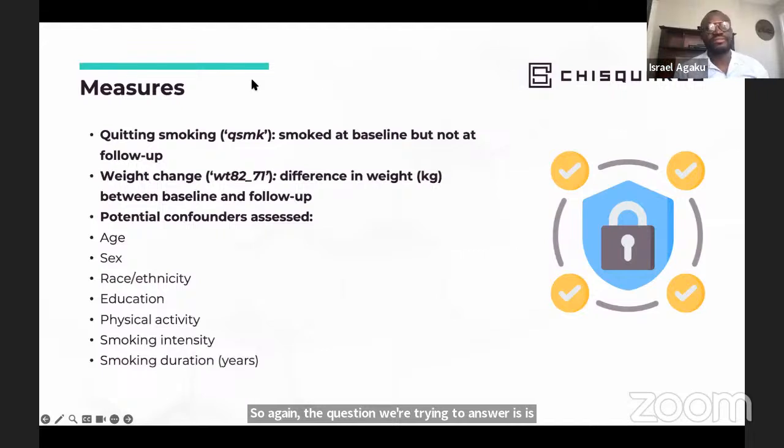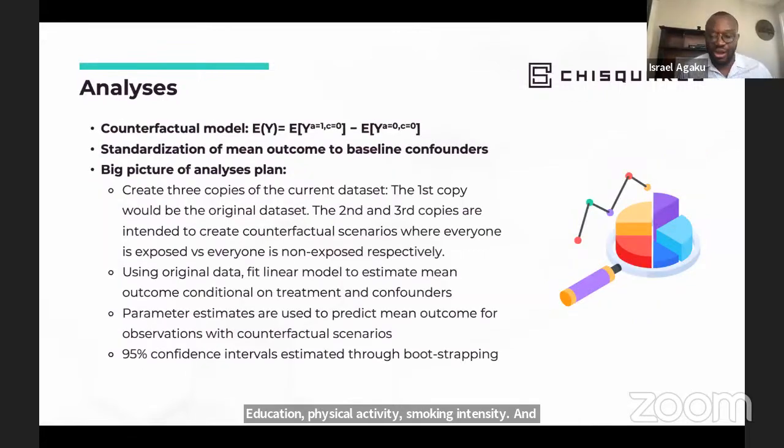Remember, that's the question. Quitting smoking in the data set is a variable called QSMK, quit smoke. That means that you smoked at baseline, but you did not smoke at follow-up. Then we have another variable called weight change. The weight change is the difference in weight between 1982, which was the follow-up, and 1971, which was the baseline. And then these are the potential confounders that were assessed: age, sex, race, ethnicity, education, physical activity, smoking intensity, and smoking duration in years. Our goal is to fit a causal model.